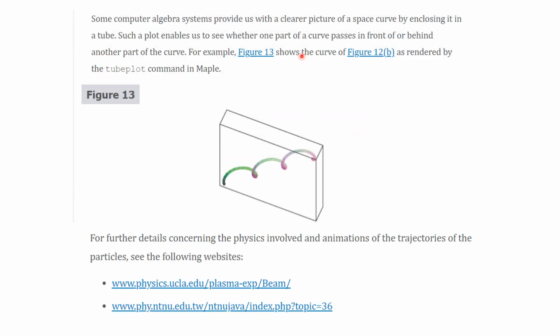Now, some computer algebra systems do provide us with a clearer picture by enclosing the curve within a tube, and in fact, Maple is an example of such a program. And you can look at this in a tube, which is a good way to get perspective. And here are a couple of physics websites that do a lot more with the animations involved with the trajectories of physical particles.